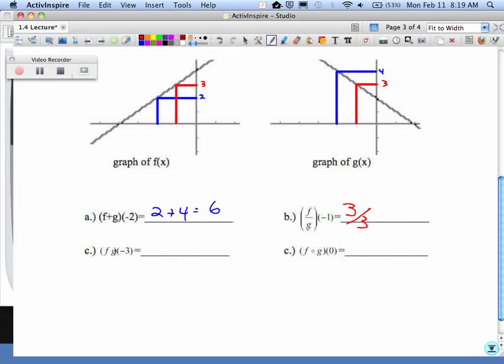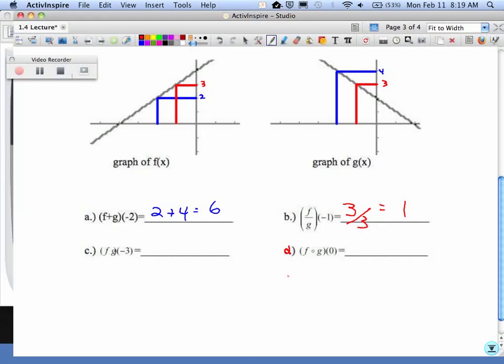I'm going to pause it again. So somebody near you, I want you to do C and D. Do the last two, C and D. Okay? And then I'll go through them on board.